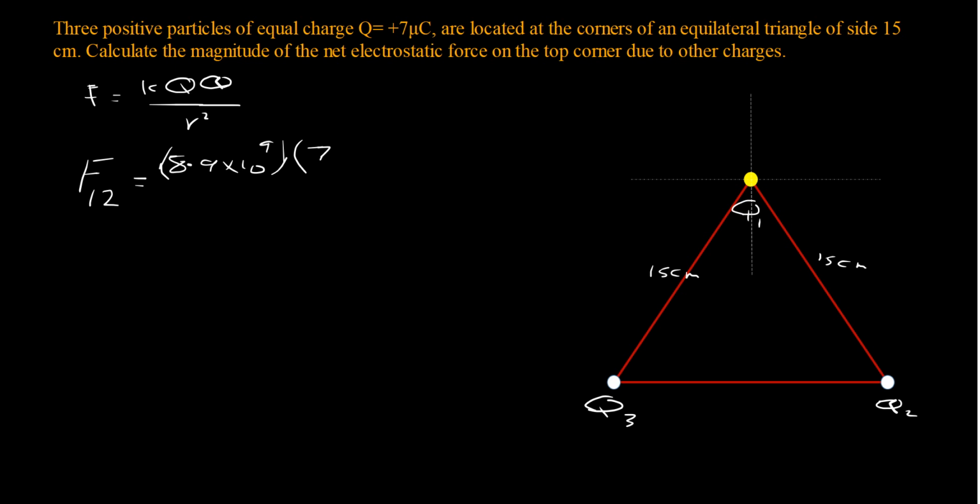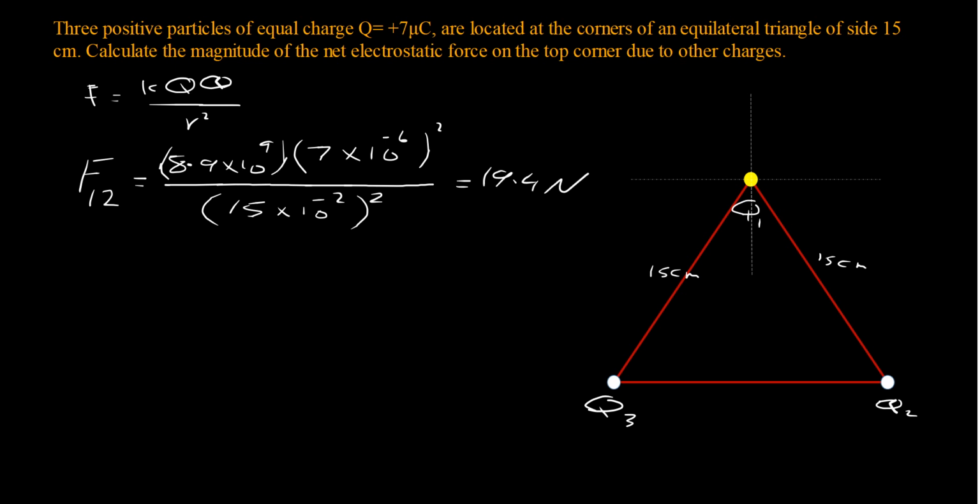multiplied by 7 times 10 to the power minus 6, all squared, because all the charges are equal. And we divide all this by the distance, which is 15 times 10 to the power minus 2. We have to convert it to meter, and it's squared. Doing the math, that will give us 19.4 Newton.